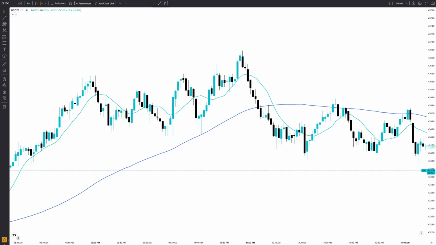Today is 12/31, 2025, so it's New Year's Eve. I thought I would end the year with a bang for you guys. I'm basically showing you how to trade the opening range break.